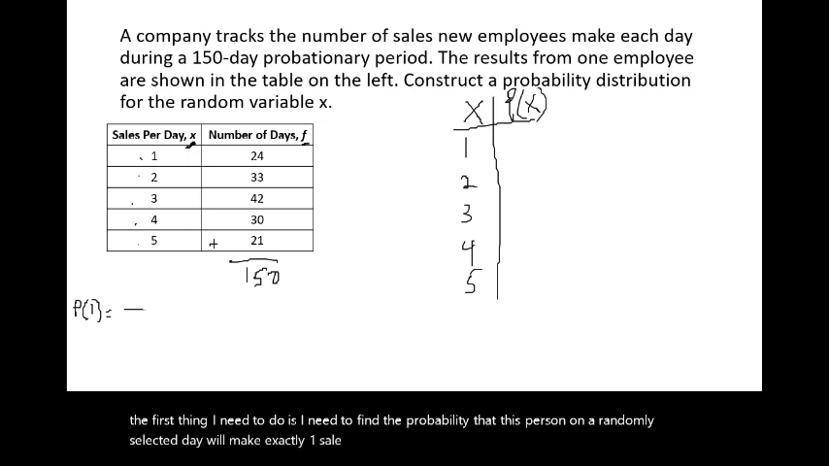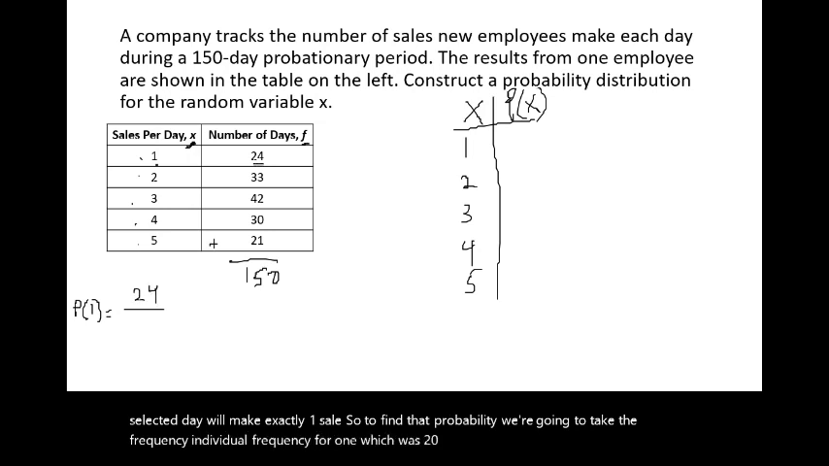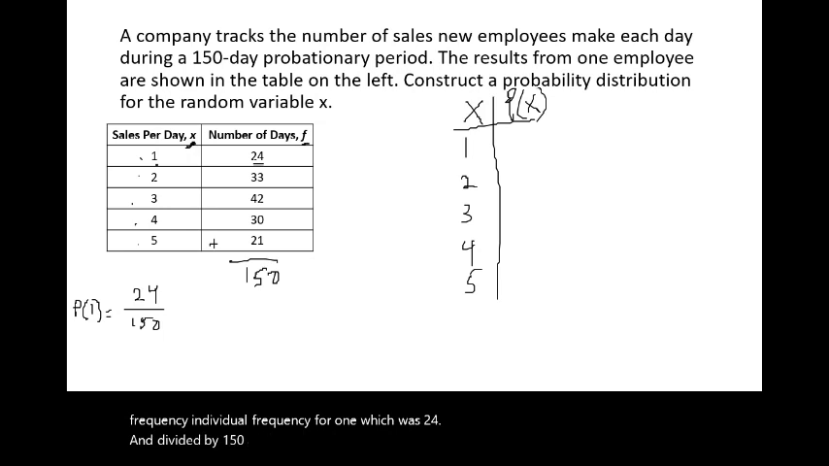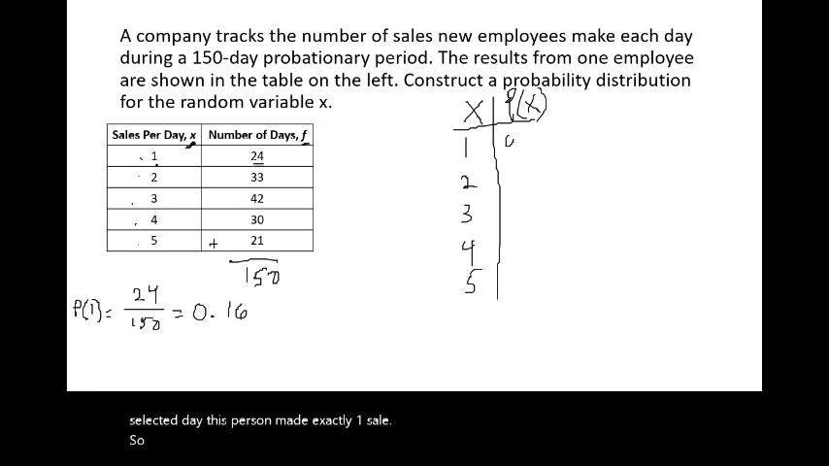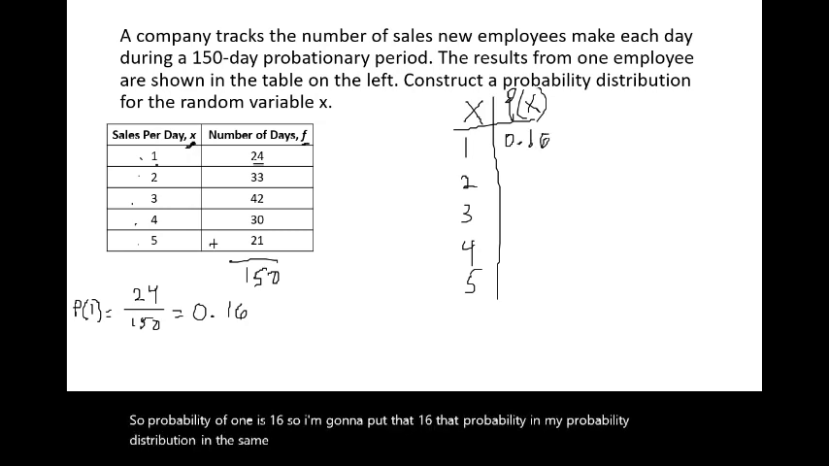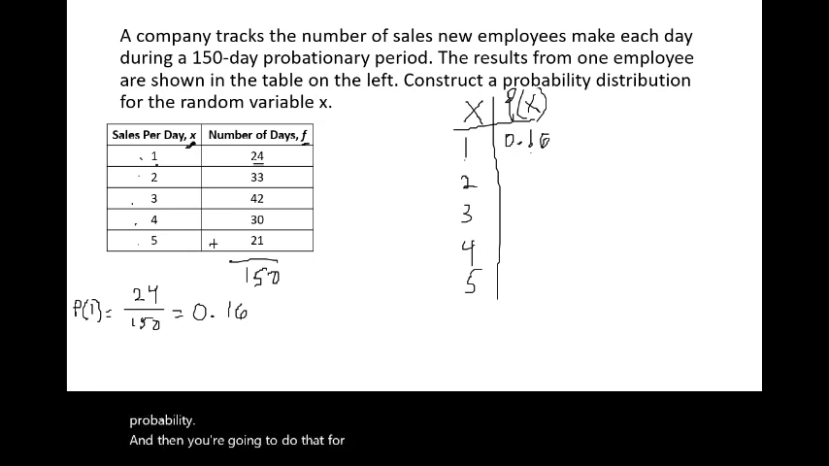So to find that probability, we're going to take the individual frequency for 1, which was 24, and divide it by 150. And yes, you can leave it like that. It is perfectly okay to leave a probability as a fraction, or you can turn it into a decimal, whichever. So this is the probability that on a randomly selected day, this person made exactly 1 sale. So the probability of 1 is 0.16, so I'm going to put that 0.16 in my probability distribution in the same row as 1. So I have x, which could take on a value of 1, with a 0.16 probability. And then you're going to do that for each of these. So next I'm going to find the probability that this person made 2 sales in a day.